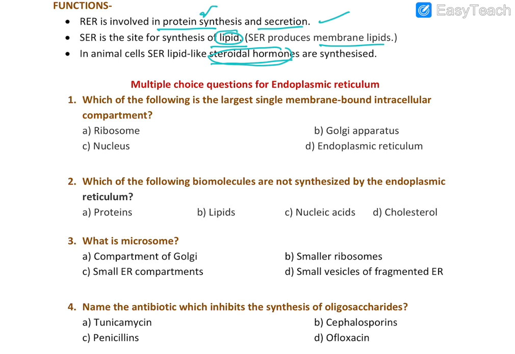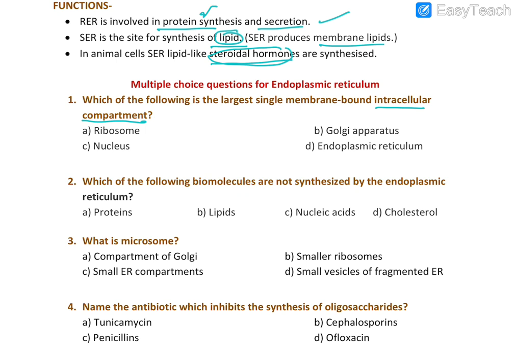But for competitive exams, you need extra information, some related information. So all that information I have taken in these multiple choice questions. So the first question: which of the following is the largest single membrane bound intracellular compartment? Just now we have studied that endoplasmic reticulum has two compartments. One is the luminal compartment, the other is the extraluminal compartment. The extraluminal compartment is the cytoplasm. Then the luminal compartment is within the endoplasmic reticulum.